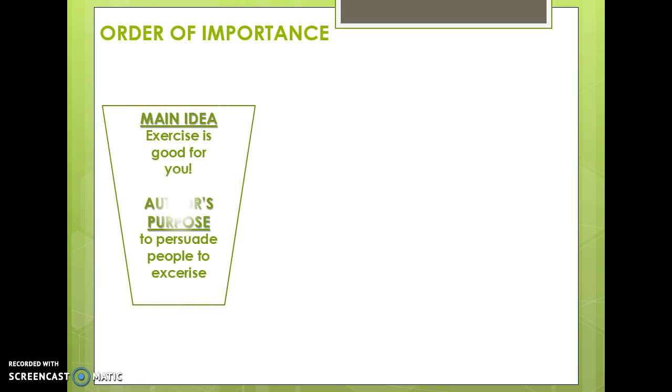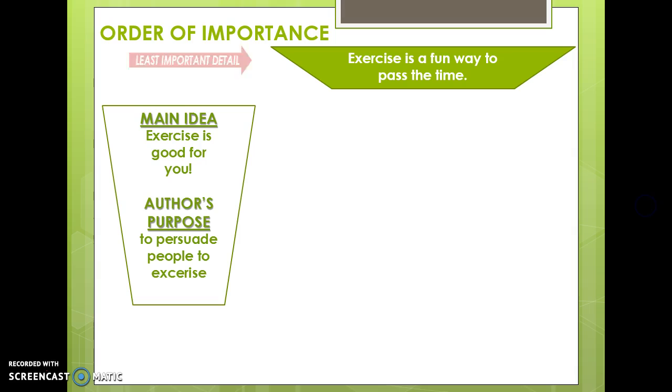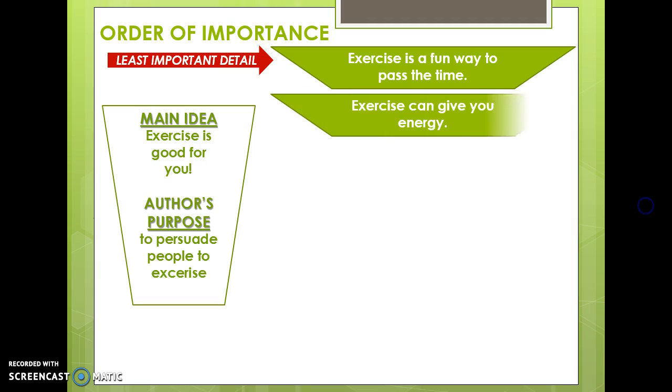This is order of importance. The main idea of the passage is that exercise is good for you. The author wrote the passage to persuade people to exercise. The details are given from least important detail, exercise is a fun way to pass the time, and the order of importance increases as the passage continues.